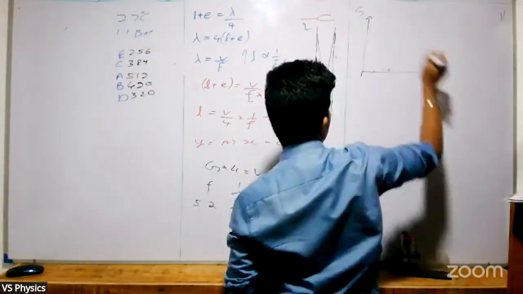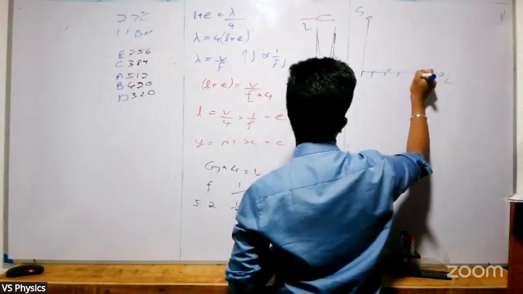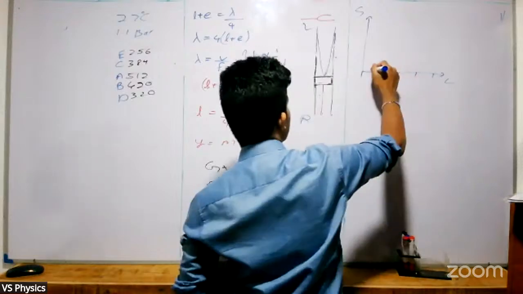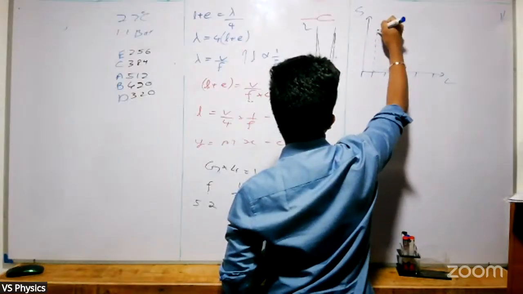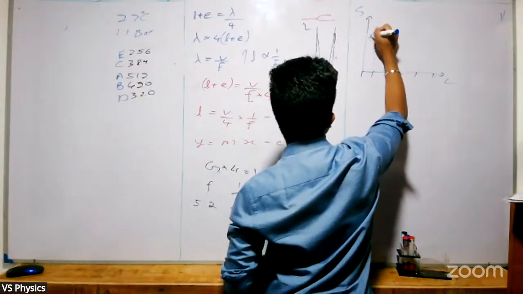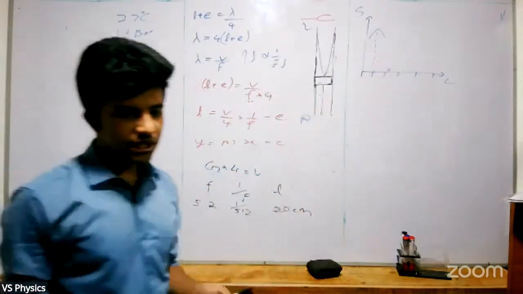We have S, we have L. We have 1, 2, 3, 4, 5. Anyhow, at L, as I said, it will gradually increase, then decrease. The L note is at that maximum point.